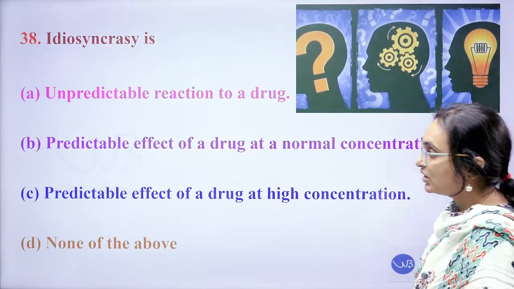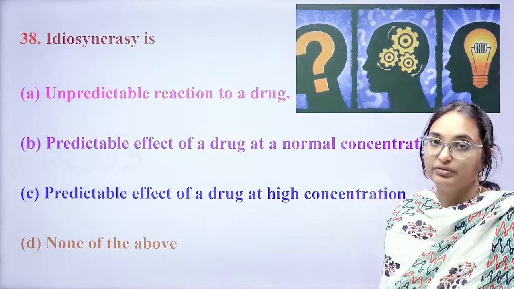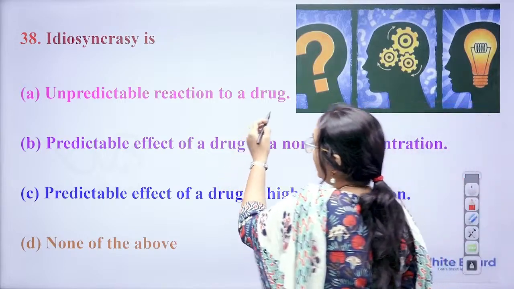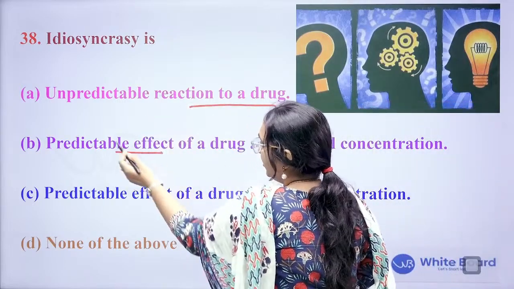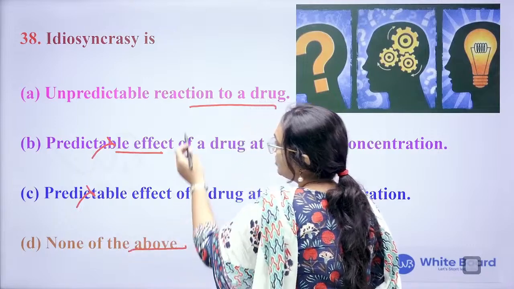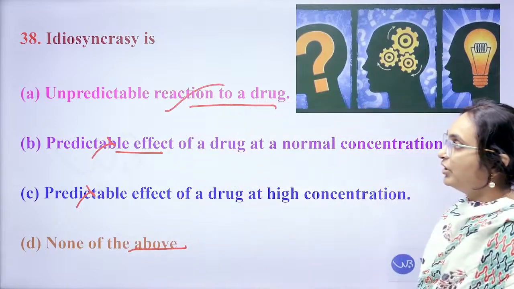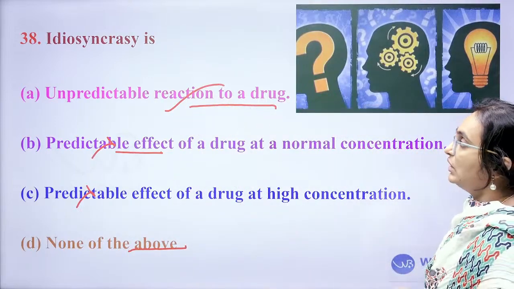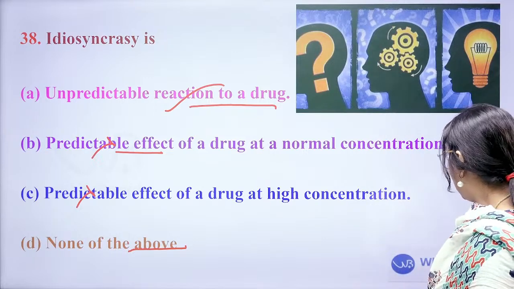Idiosyncrasy. What is idiosyncrasy? Which is unpredictable, which cannot be predicted. Unpredictable reaction to a drug. Predictable? No, not at all predictable. So, unpredictable reaction to a drug is called idiosyncrasy. So, here option is A.